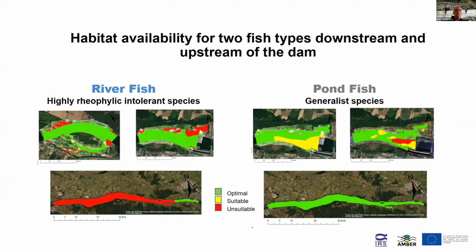So the results of this project: we had three sites, about 2 kilometers each. This one site is about 10 kilometers downstream of the Włocławek Dam. This one is directly at Włocławek Dam, and this is upstream of Włocławek Dam. For rheophilic intolerant fish species, you see that the further upstream you go, the less habitat you have available for rheophilic fish. And this is very different for pond fish, for generalist species. The further upstream you go, the more habitat for those generalized fish species you will have.